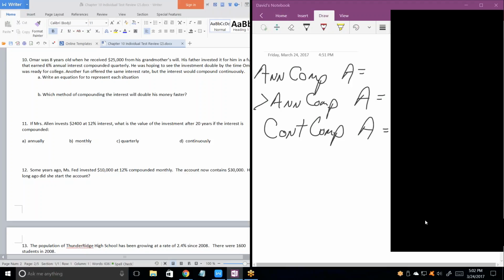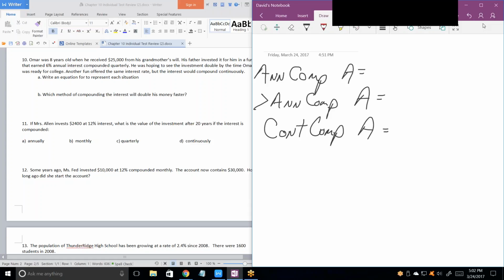Where we left off, which is number 10. I presume that's what you want to do? Yeah. There are three main equations whenever you're doing compounding.